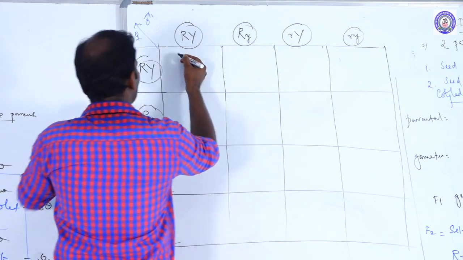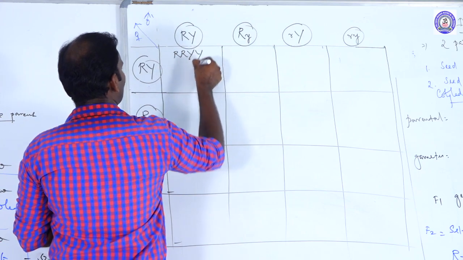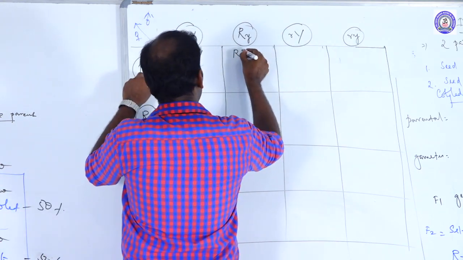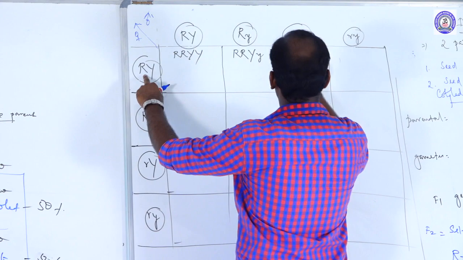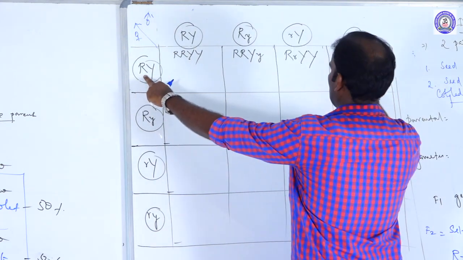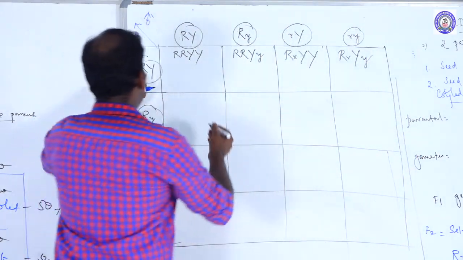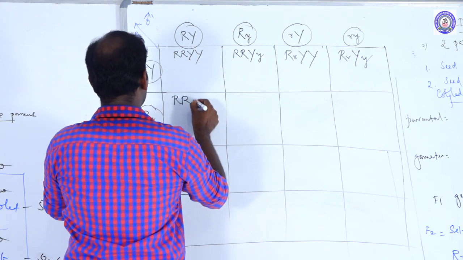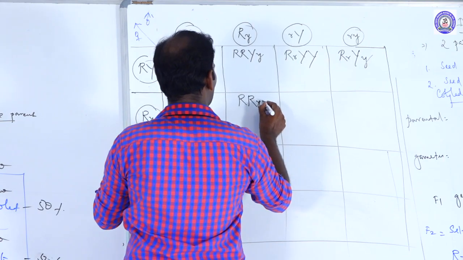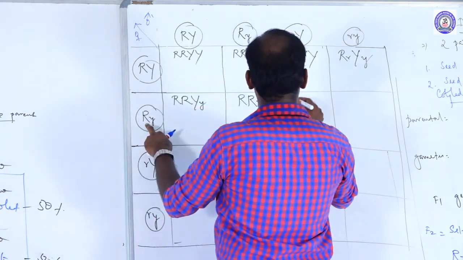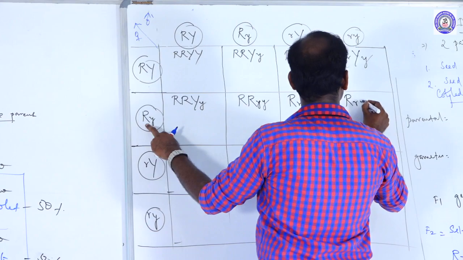If you fuse these, the first gametes are fused together to form the zygote: capital R, capital R, capital Y, capital Y. Capital R, capital R, capital Y, small y. Here capital R, small r, capital Y, capital Y. Capital R, small r, capital Y, small y. The next: capital R, capital R, capital Y, small y. Here capital R, small y, small y. Here capital R, small r, capital Y, small y. Capital R, small y, small y.